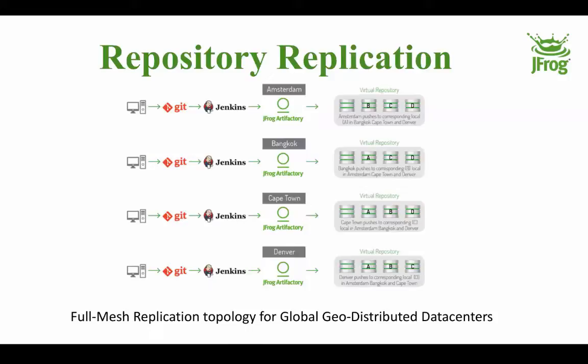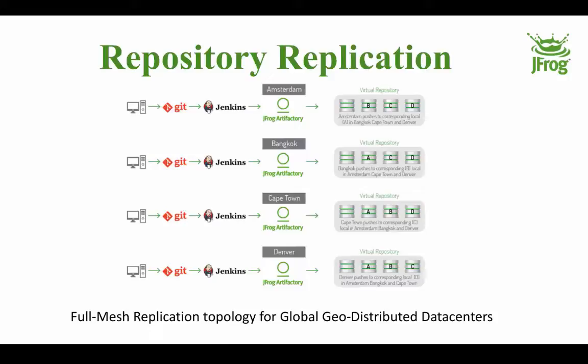So let's get back to the diagram here. You have 4 repositories on each of these sites. Now, how the replication works is site A, Amsterdam, is going to push repository A to all other A's. So A on Bangkok, A on Cape Town, A on Denver. Artifactory Amsterdam is going to push to all those 3 A repositories. Similarly, Bangkok is going to push to B repositories. Cape Town is going to push to C repositories, and Denver is going to push to D repositories.